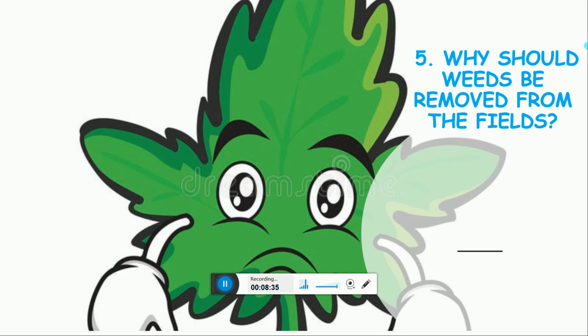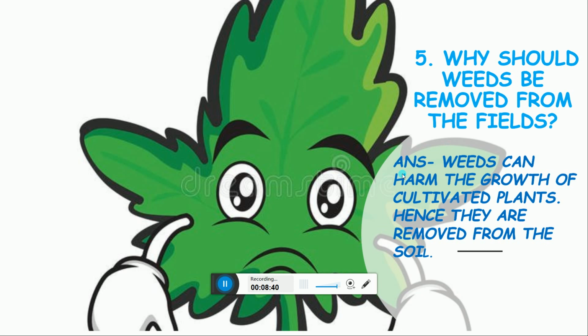And the last question is why should weeds be removed from the fields? So weeds can harm the growth of the cultivated plants, hence they are removed from the soil.